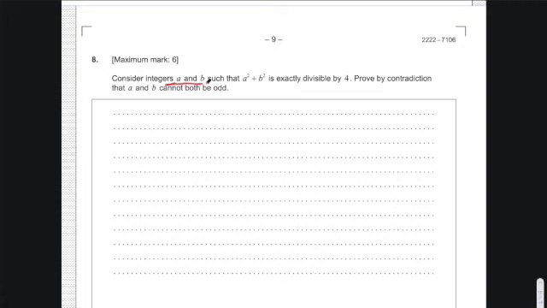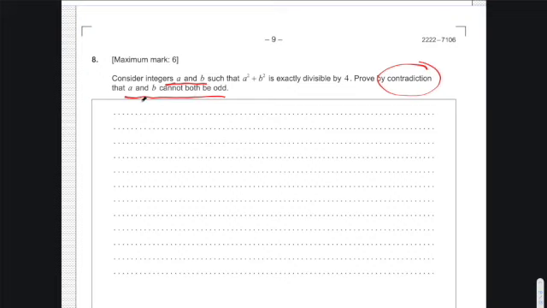Integers a and b such that a squared plus b squared is exactly divisible by 4, proved by contradiction that a and b cannot both be odd. Okay, so in order to prove something by contradiction, first we need to assume that the opposite of the statement is true, and then show that the opposite of the statement is actually incorrect. So we can prove that by contradiction.